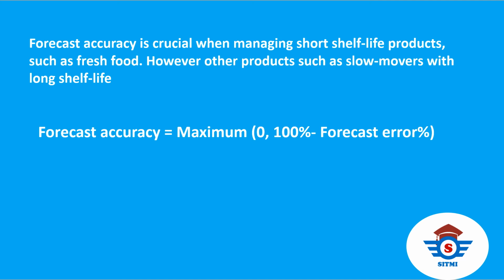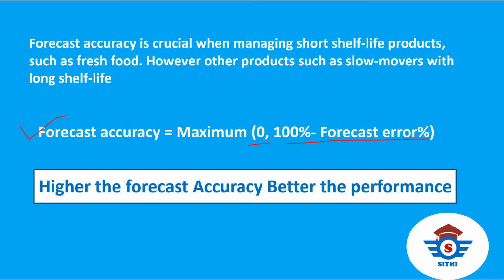Forecast accuracy is measured as the maximum of either 0 or 100% minus the forecast error percentage. So in an ideal situation, forecast accuracy has to be as high as possible to represent that the business is performing well.